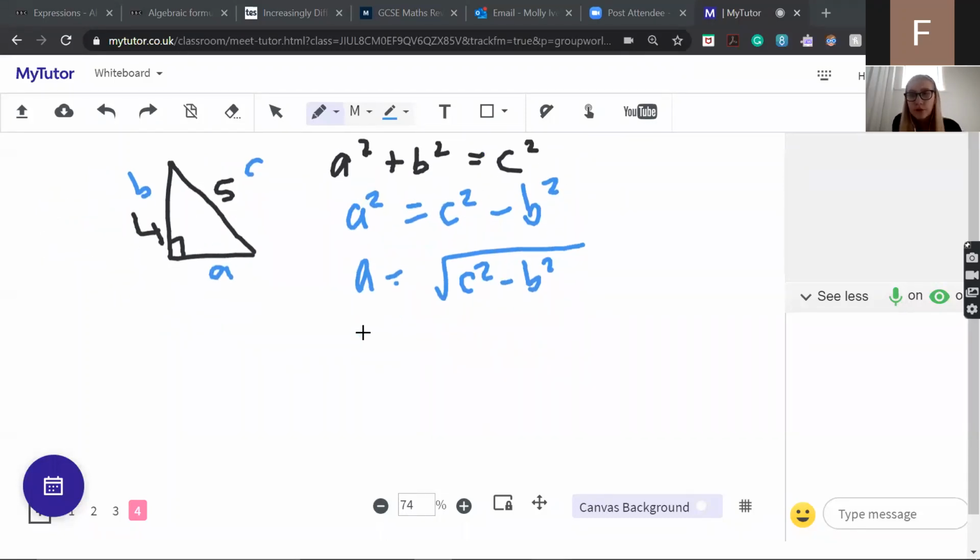Someone said, why wouldn't you use SOHCAHTOA for this? Because we're not interested in an angle. SOHCAHTOA is only when we're interested in an angle.